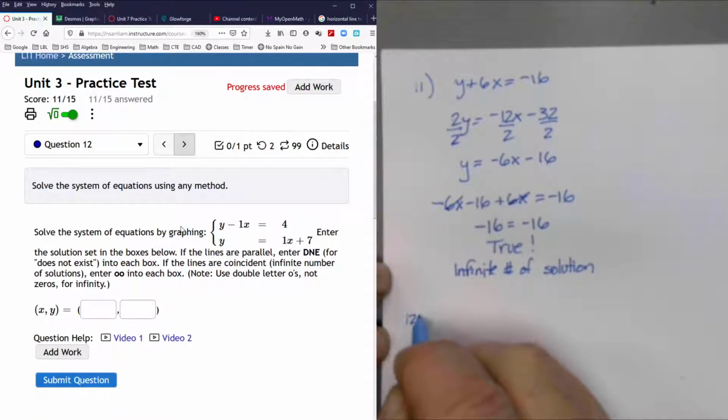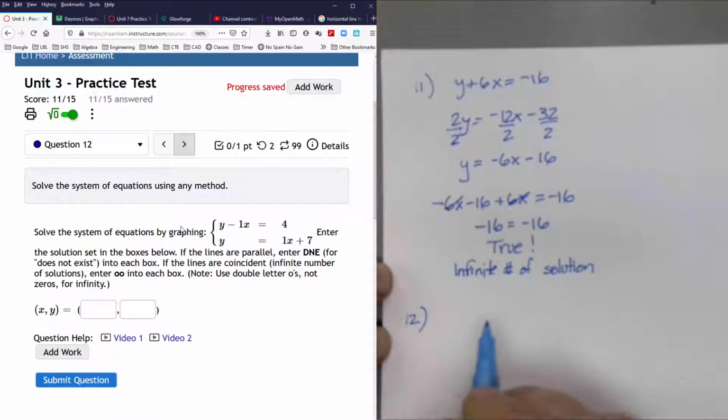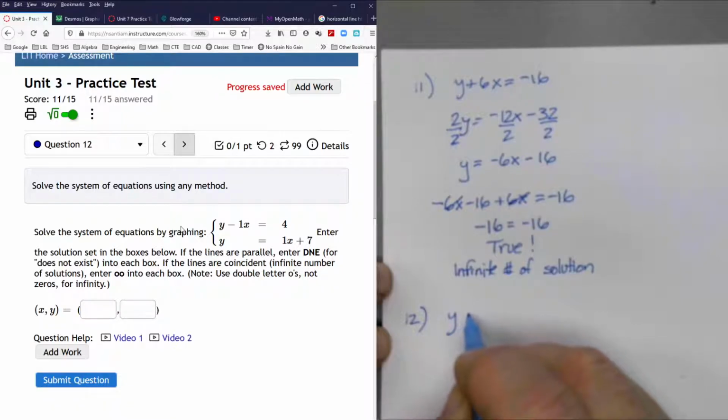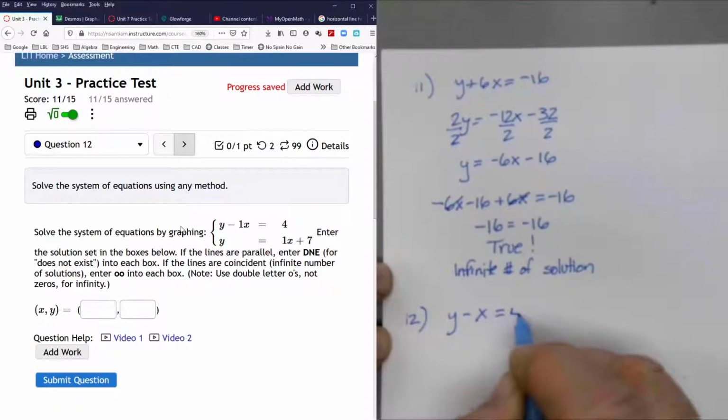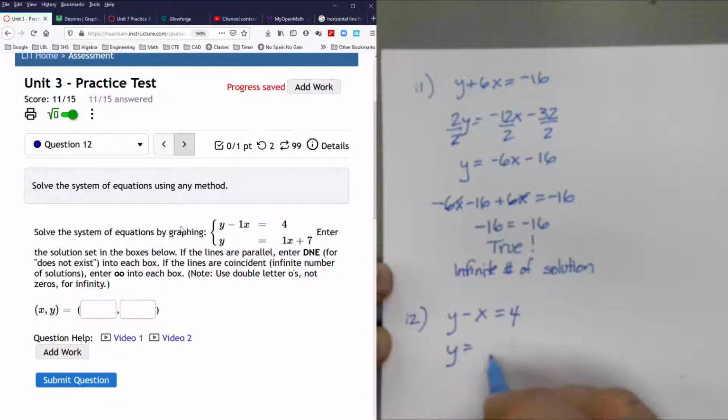Question 12 asks you to do a similar thing. You can solve this using any method you want. Again, you could graph this, but let's take a look here. y minus x equals 4, and then we've got y is equal to x plus 7. Okay, now this is all set up for substitution. It's all ready to go. I can just take the second equation, y, and replace y with x plus 7. So that's what I'm going to do. I'm going to take a y here, replace it with x plus 7, minus x is equal to 4. Okay, so I used substitution here.